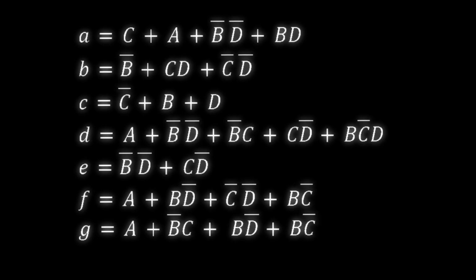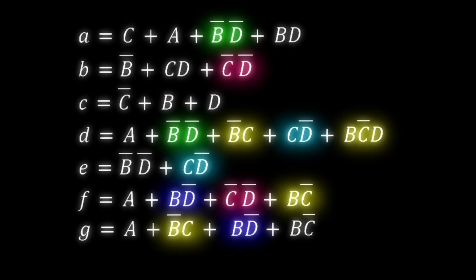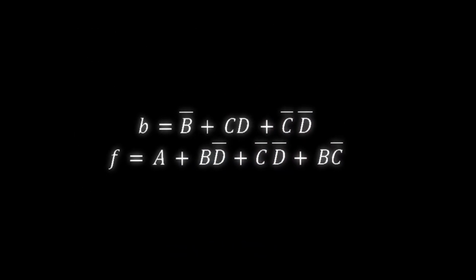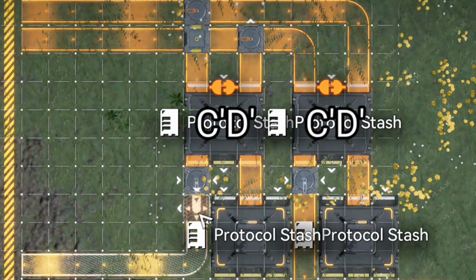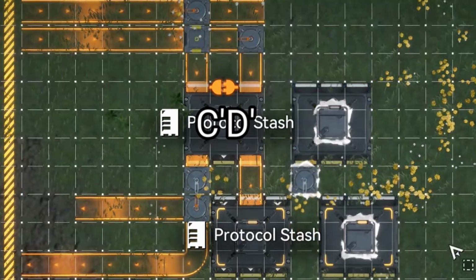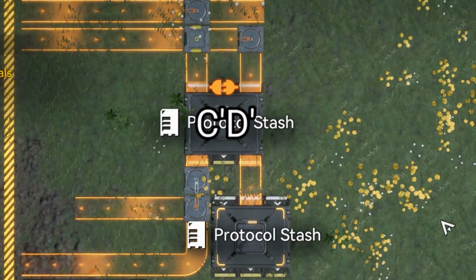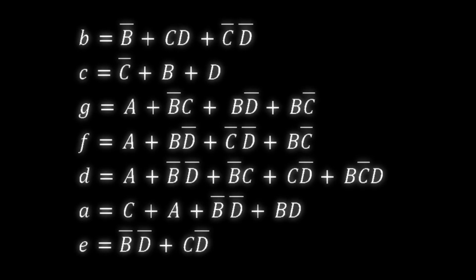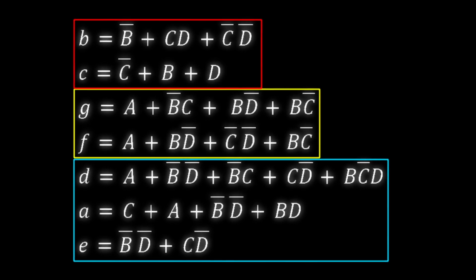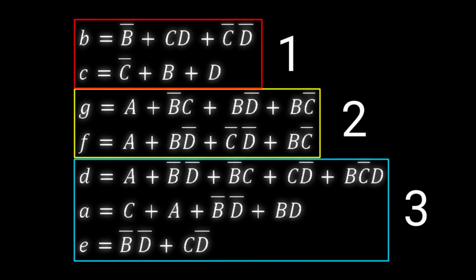I realized that some equations had the same conditions. For example, output B and F has C bar D bar as a condition. So, if I can just make one AND gate and split this into 2, I would only need 2 protocol stashes instead of 4. By rearranging the equations a little bit, we can group the segments with the same condition and focus on the important ones.